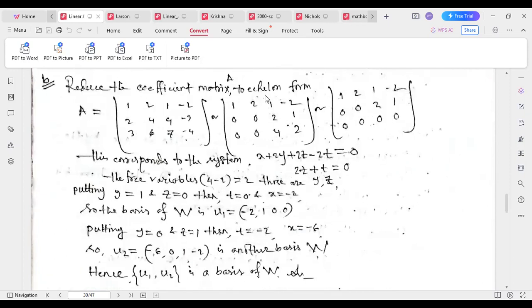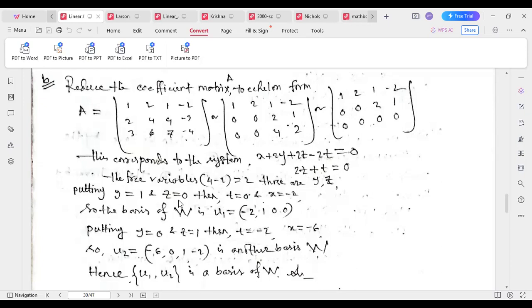Now similarly, from the second one, we can form the matrix with 4 unknowns and 3 equations. We observe that the last equation is 0. Hence, we can write the equations x + 2y + z - 2t = 0 and 2z + t = 0. So the free variables: 2, because the number of equations is 2 and the number of variables is 4, 4 minus 2 is 2. Therefore, y and z are the free variables.